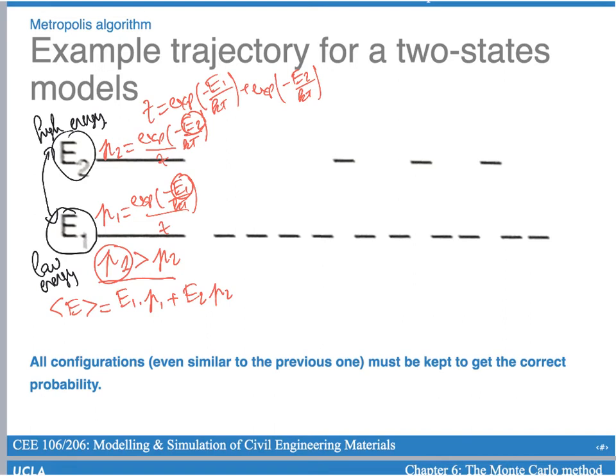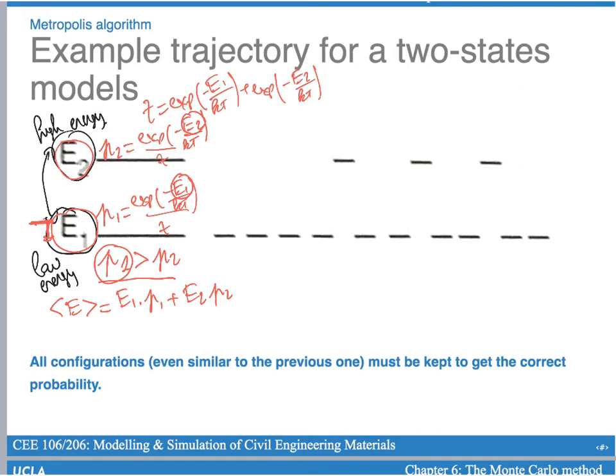But you will find that because state 1 is more likely than state 2, you have a higher chance to be in state 1 than in state 2. So the average energy will be somewhere between the energy of state 1 and the energy of state 2. But because you are more likely to be in state 1 than in state 2, the energy will be closer to E1 than it is to E2.